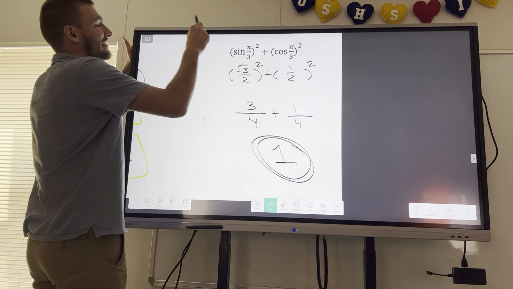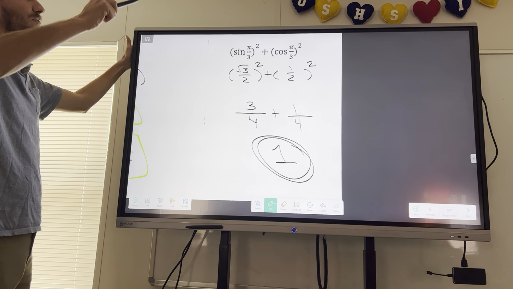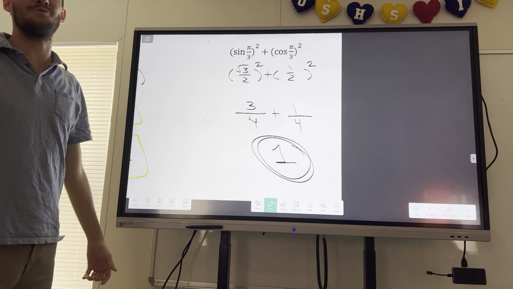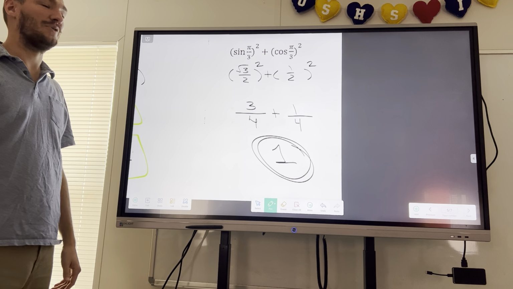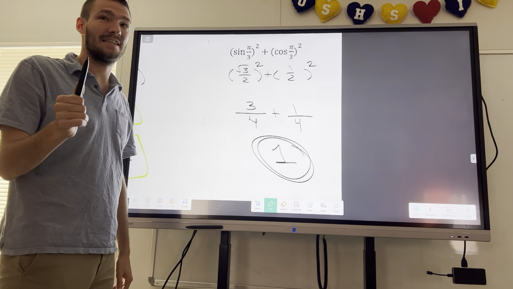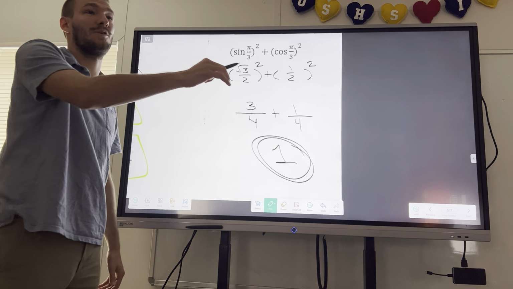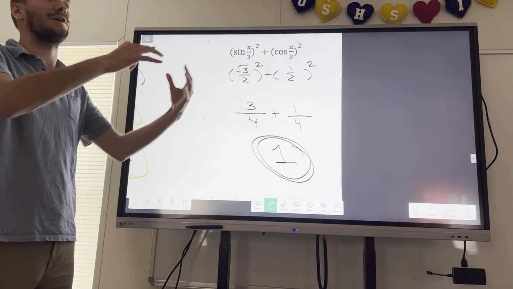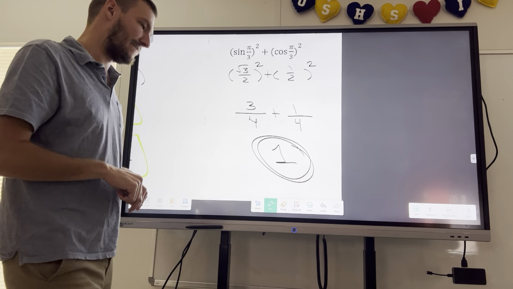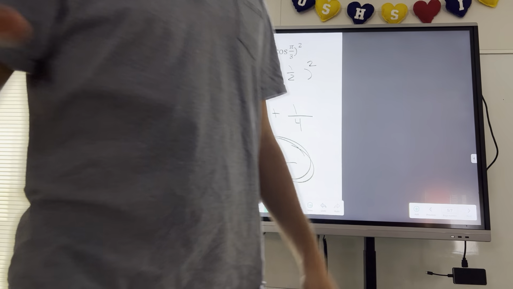How weird is it that the sine of pi third squared plus the cosine of pi third squared equals 1? Pretty weird. That is actually the Pythagorean theorem. Sine squared plus cosine squared, x squared plus y squared. All right, that's notes.